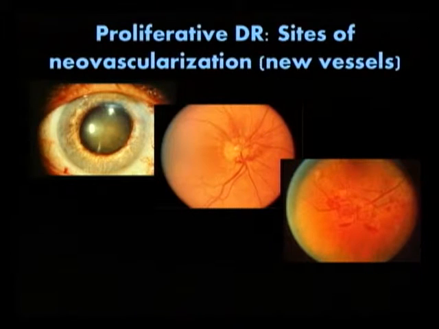This slide has a few photos of classic features of proliferative diabetic retinopathy, which, as I said before, is characterized by new blood vessels. These blood vessels grow in the corners of the iris, which is the colored portion of the eye. They also grow around the optic nerve, and around existing retinal vessels. This is called NVE, or neovascularization elsewhere, outside the macula.